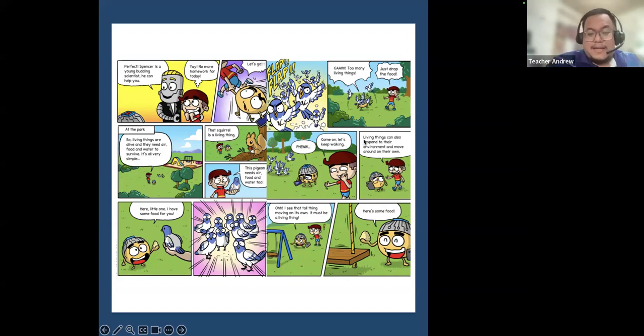And next, living things also respond to the environment and move around on their own. Oh, I see that thing moving on its own. It must be a living thing. So this guy saw this swing moving, so he thought that as long as you move, you are a living thing. However, this is wrong.